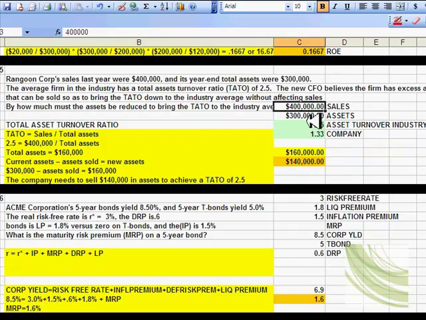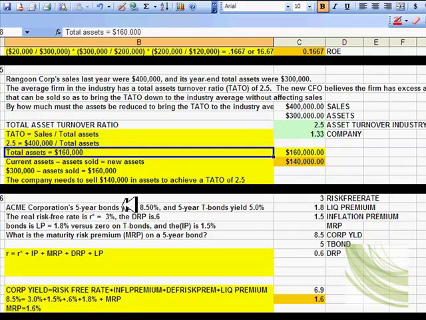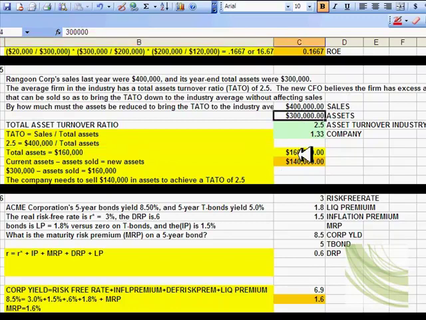So 400,000 is sales, 300,000 is assets. We know the total asset turnover ratio is sales divided by total assets. So 2.5 should equal 400,000 divided by total assets. This is what we're trying to figure out, what our total assets are going to be. When we solve the equation, we know our total assets should be 160,000 instead of 300,000. So 300 minus the 160, so we have to sell 140,000 worth of assets, which is current assets minus assets sold as your new assets.